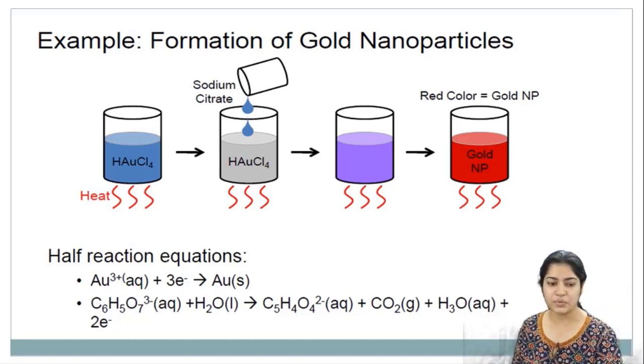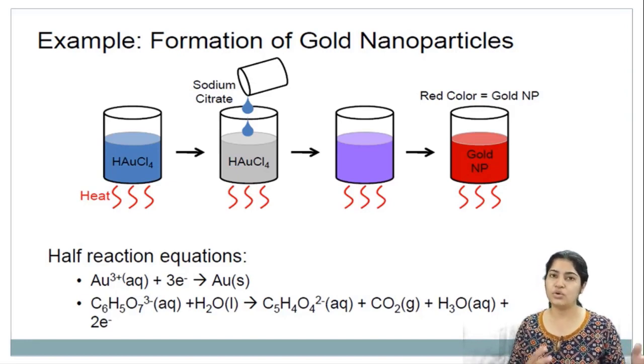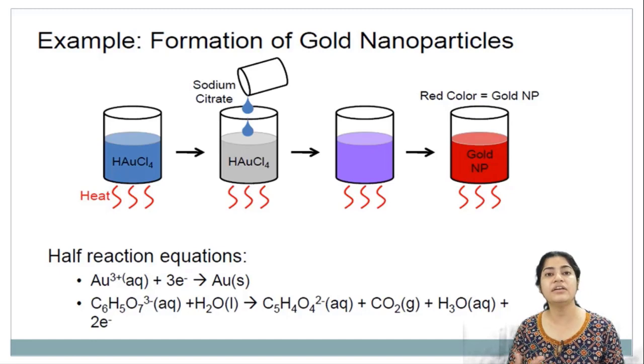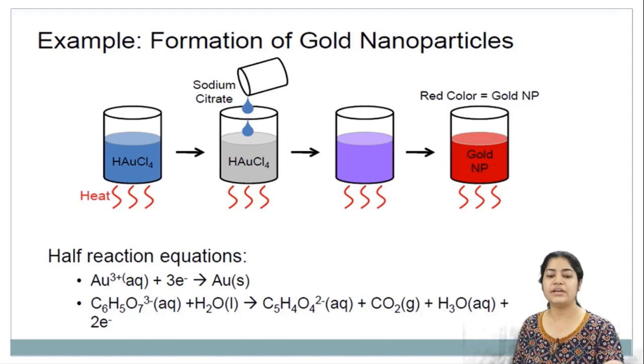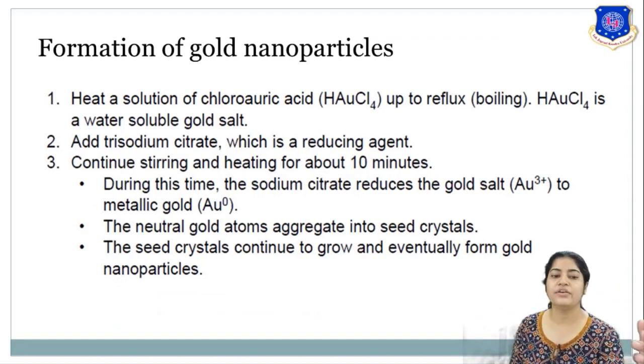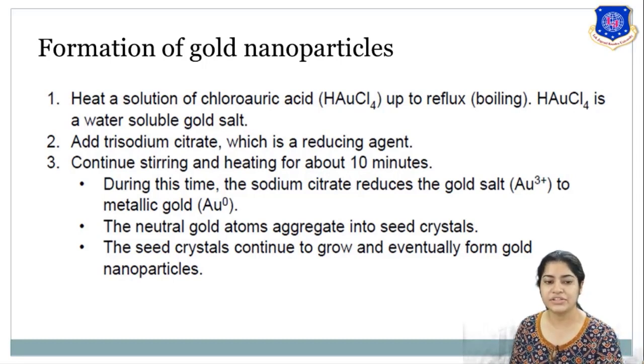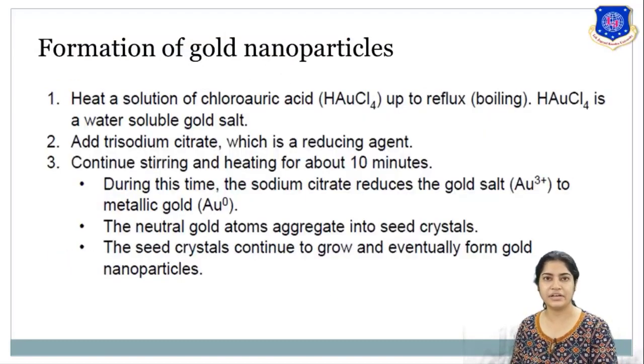So what are the half reaction equations? First of all, you can see your gold ions from the salt are getting reduced, reduction is happening. So solid gold is formed, right? What are the citrate ions doing? On reaction with water, they are dissociating into different kinds of ions, right? So the steps are what? You are heating the solution of your chloroauric acid up to boiling. This salt is a water soluble salt, right? Then you are adding your citrate, which is a reducing agent. You can see here gold ions are getting reduced.